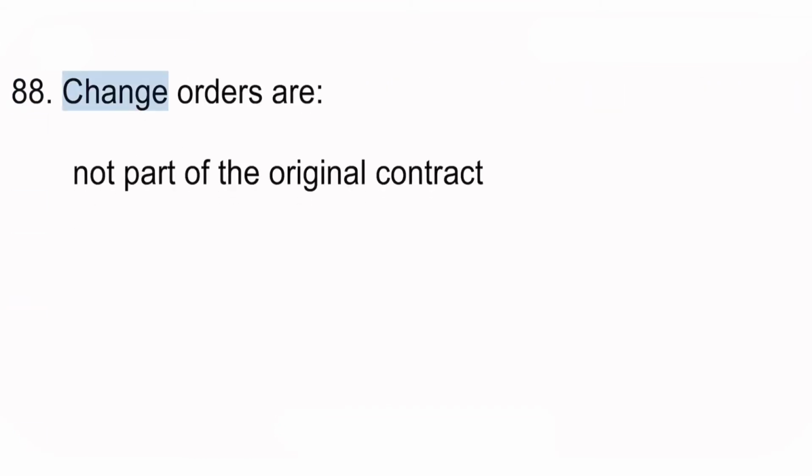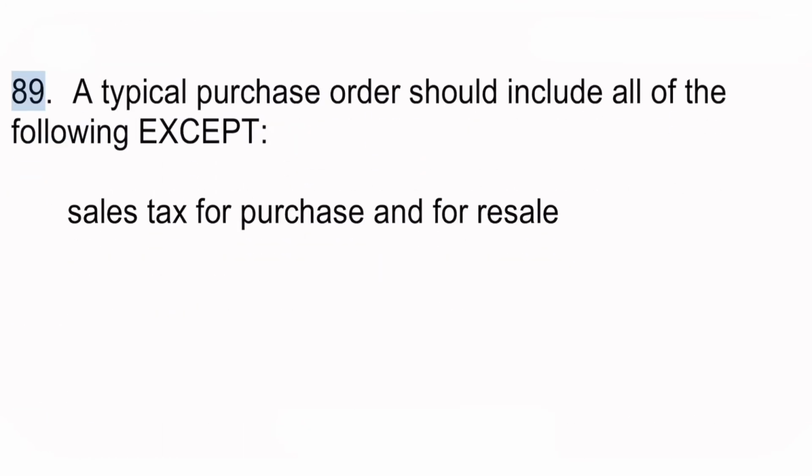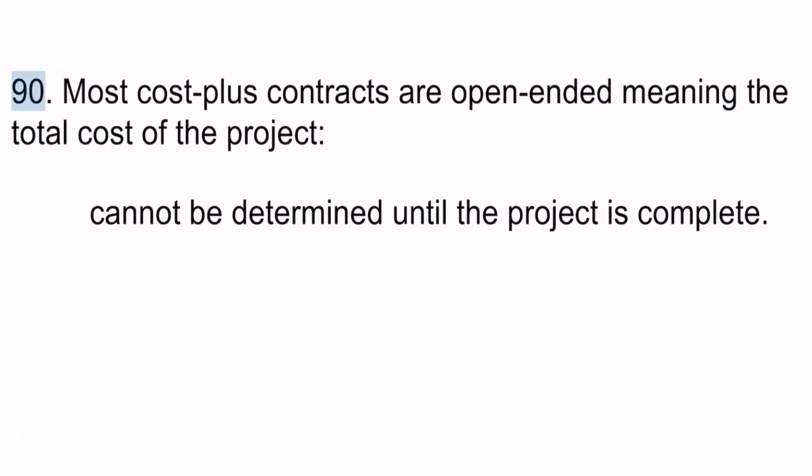88. Change orders are not part of the original contract. 89. A typical purchase order should include all of the following except sales tax for purchase and for resale. 90. Most cost-plus contracts are open-ended, meaning the total cost of the project cannot be determined until the project is complete.